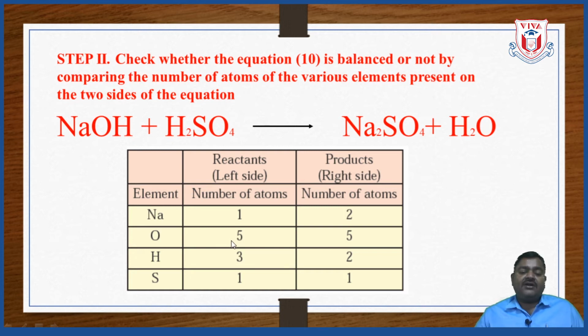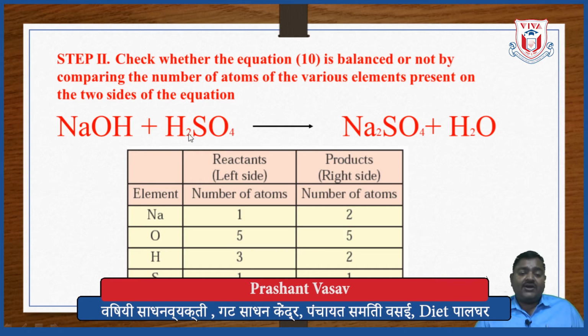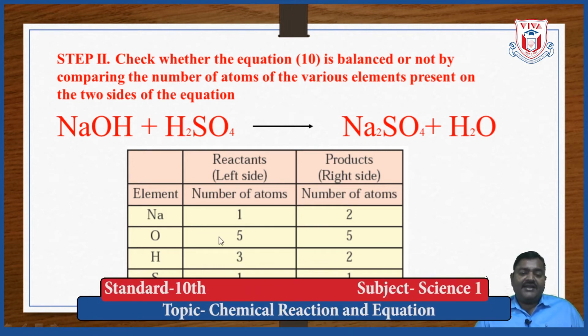So the total number of atoms of oxygen in the reactant is 5. Now we come to hydrogen. In hydrogen, this is 1 hydrogen and these are 2 hydrogen. Total 3 hydrogens. So the number of atoms of hydrogen in the reactant is 3. Like that, sulfur, this is only one sulfur over here. So the number of atoms of sulfur in the reactant is 1.